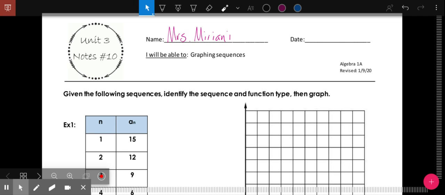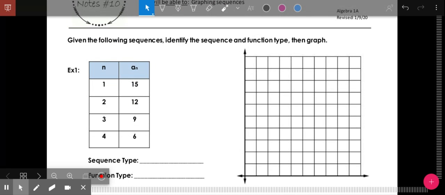All right, so today we're going to be looking at how we can take those sequences that we looked at yesterday and display them in a graph. So how can we graph those so that they're a little bit easier to look at? Looking at this, it says, given the following sequences, identify the sequence and what type of function it is. Okay, so what does the function type look like?